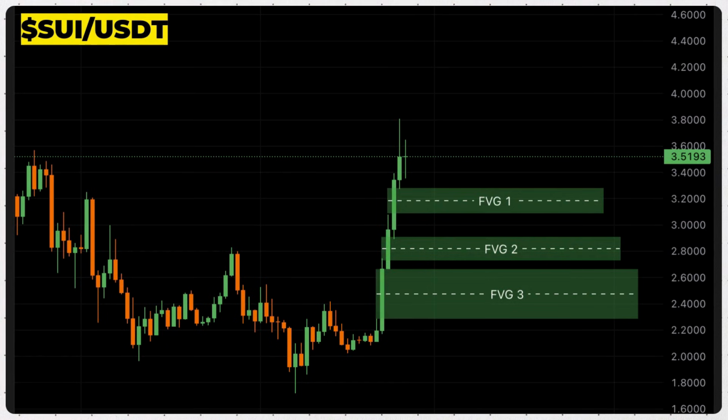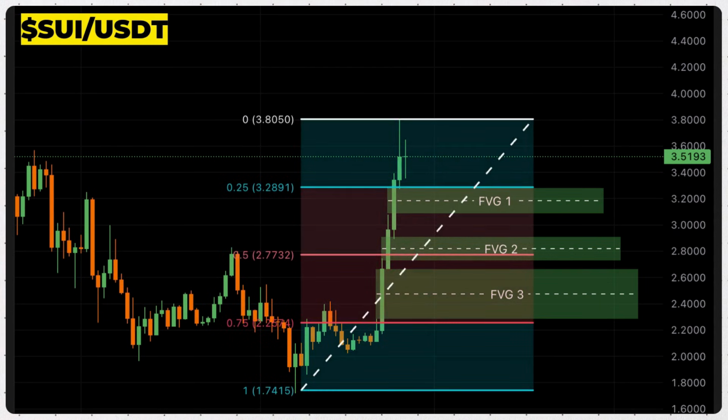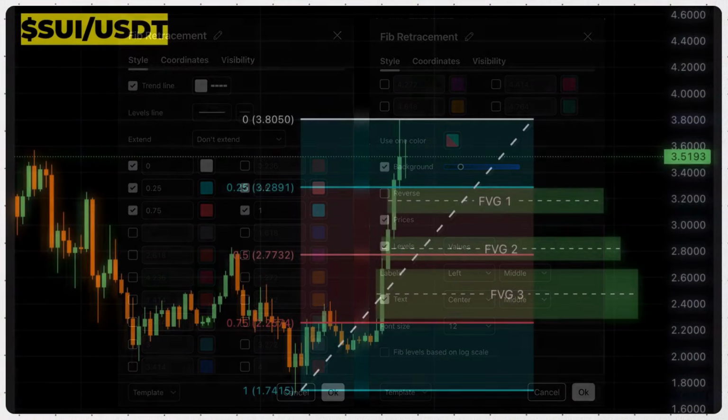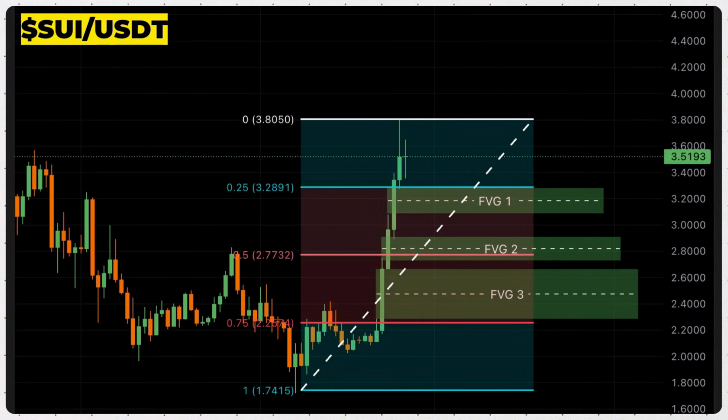In this bullish example, price breaks structure and moves strongly to the upside. As price expands higher, multiple fair value gaps are created along the way. To help filter them, many traders use the 50% level of the range, measured from the most recent swing low to the most recent swing high using the Fibonacci tool. You can pause this video to take a screenshot of my Fibonacci settings and apply the same setup on your own charts. Once this is marked, it becomes much easier to see which fair value gaps are forming in more favorable locations.